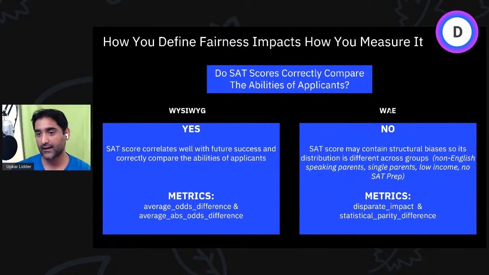And so if that's your worldview of the SAT score, then you look at disparate impact or statistical parity difference. Now, again, like I said, there's 75 and more of these metrics, and it's really easy to get confused. So I'll show you with this toolkit at least how to look at definitions.